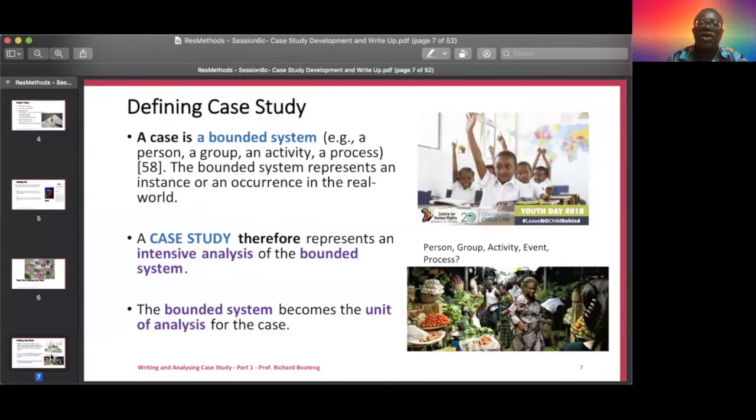So if I want to study all developing countries, I can choose to study maybe two of them or one of them as a real world occurrence that has similar characteristics to the rest. So that's why I say it's a case of a bounded system. And the bounded system represents an instance or an occurrence in a real world. The instance can be an activity, a process, or an occurrence of a phenomenon in a real world. But because we cannot study all the occurrences, we study one of the occurrences so that we can be able to have an understanding of that particular phenomenon of study.